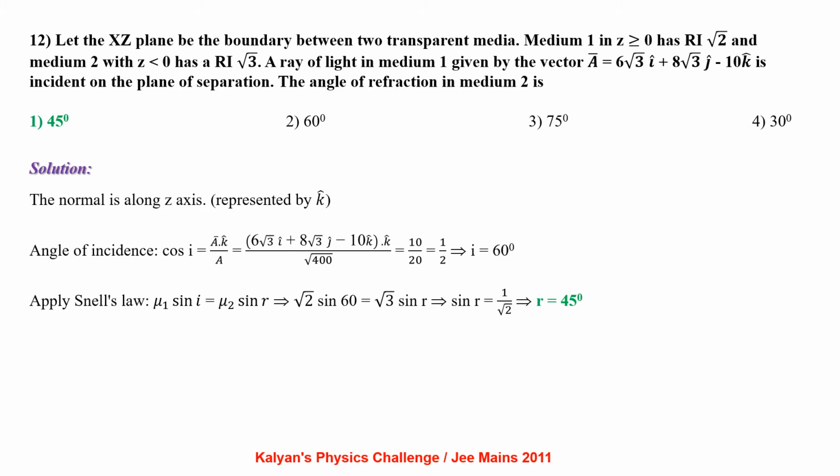As xz plane is the boundary between the two transparent media, the normal should be along z-axis, that is represented by k cap. Now coming to the angle of incidence, you can have cos i equal to a bar dot k cap by a, that is the definition of dot product of two vectors. So from there we get i equal to 60 degrees. Now applying Snell's law, mu1 sin i equal to mu2 sin r. Mu1 is root 2, mu2 is root 3. So root 2 sin 60 equal to root 3 sin r. From there we get sin r equal to 1 by root 2. That gives us angle of refraction to be 45 degrees.